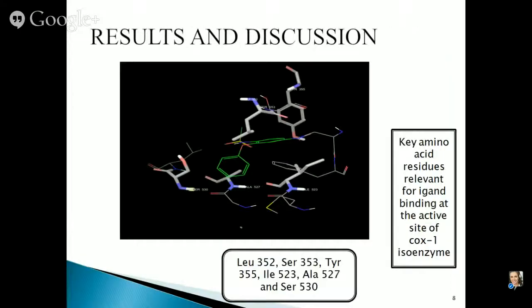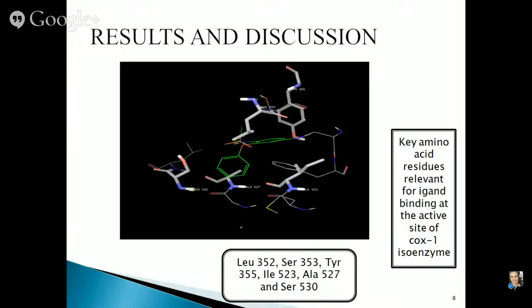Results and discussion. In this discussion, I didn't really give the 3D view of the indomethacin and the celecoxib, because it has been established that they are inhibitors of both cyclooxygenase 1 and cyclooxygenase 2.